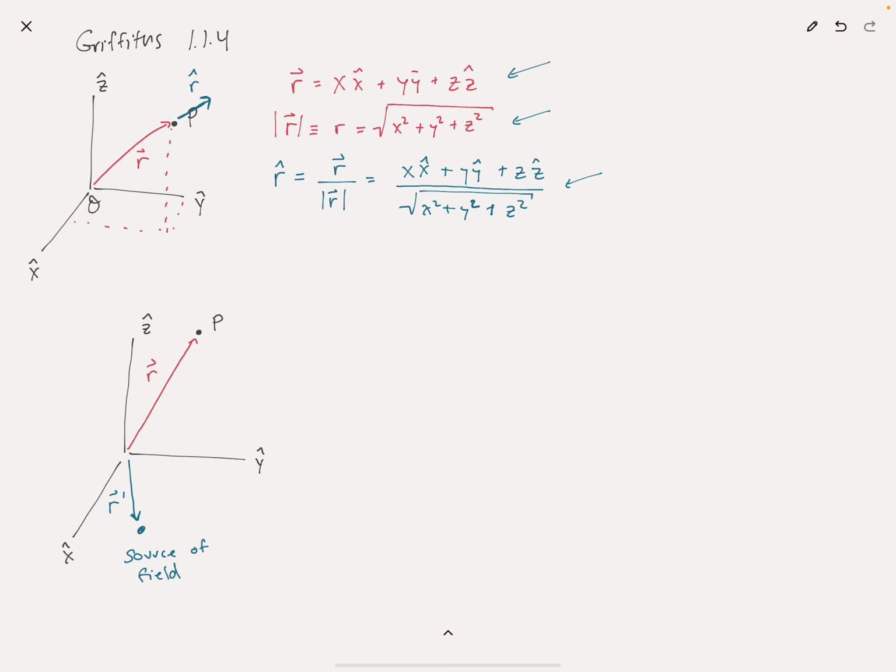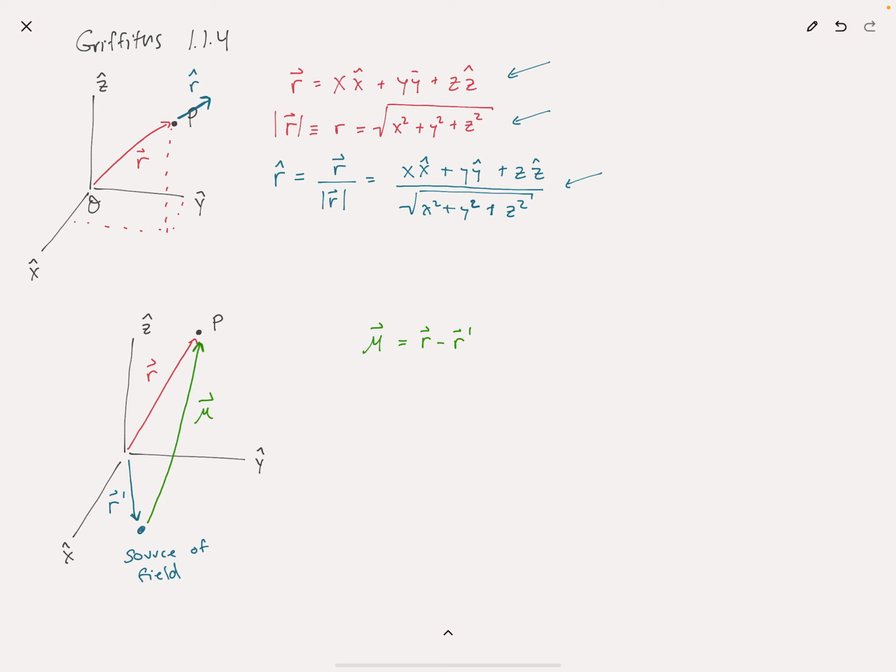And then we also define another vector that points from the source to the observation point that we call script r. Script r is defined as r minus r prime. It is a vector that we add on to r prime that gives us r. That's the way I like to think about it.